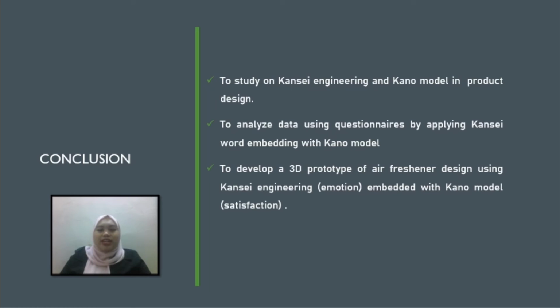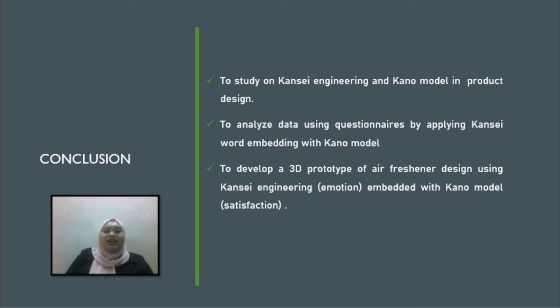The second objective is to analyze data using questionnaires by applying KANSEI words with the Kano model. This one I achieved in the second survey, which is the main survey, where we find the correlation between two variables, Kano and KANSEI. Other than that, in the main survey we also get information regarding the functionality and emotion that the respondents answered through a semantic differential type of question.